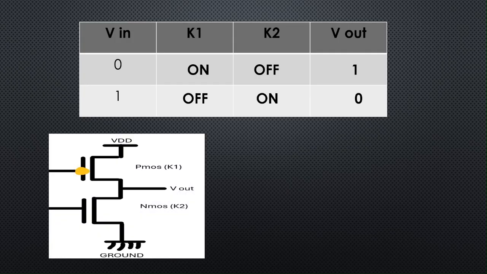Simply put, in a CMOS inverter, when one transistor is on, the other one is always OFF. Because of this, the output always goes to a stable state, either VDD, logic 1, or ground, logic 0.